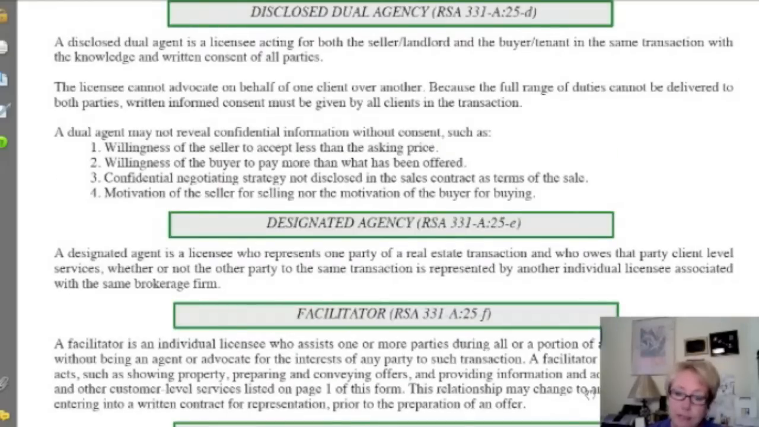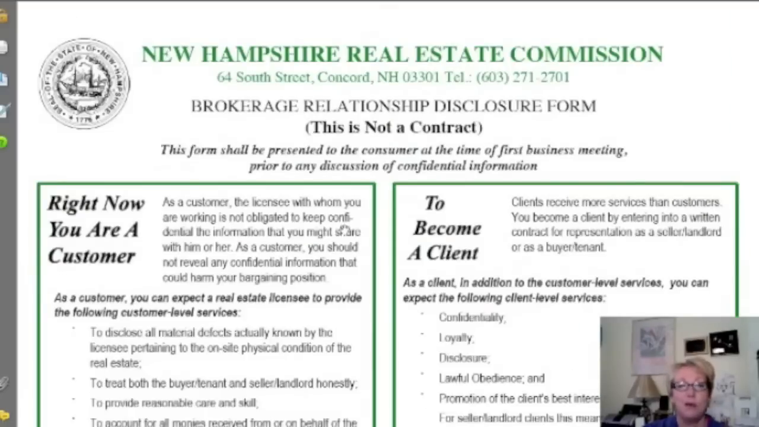Make sure you read this form, make sure you feel comfortable with it, and if you're working with an agent that's asking you to sign this form, you should feel really good about that, because this is required. It's not a contract, but it is required at the time of first business meeting before you discuss anything that could be considered confidential. So if you've been looking in the state of New Hampshire and you haven't seen this form, I'd be a little worried, and I certainly would question that.